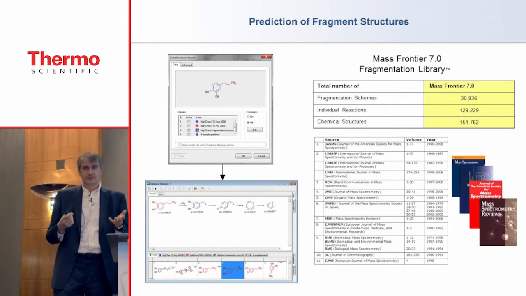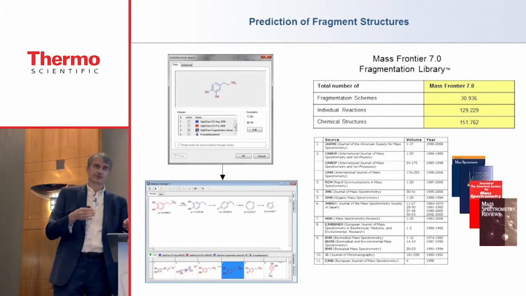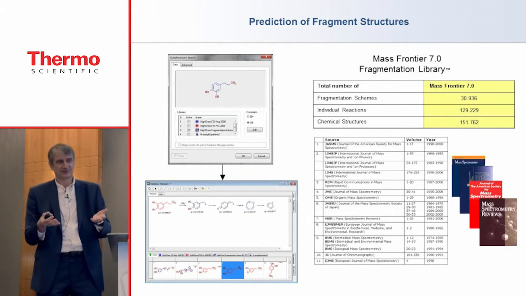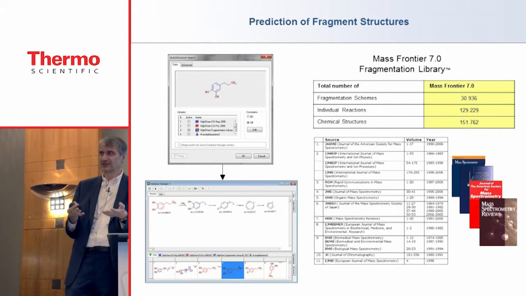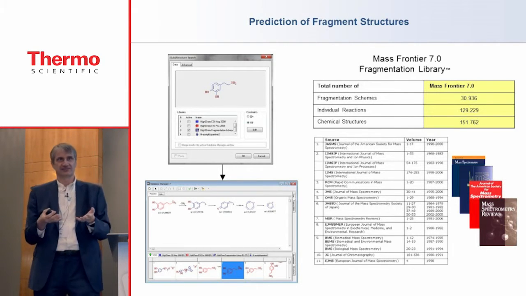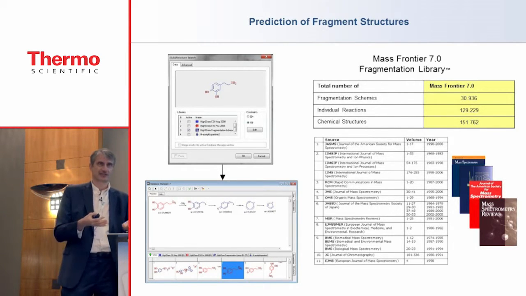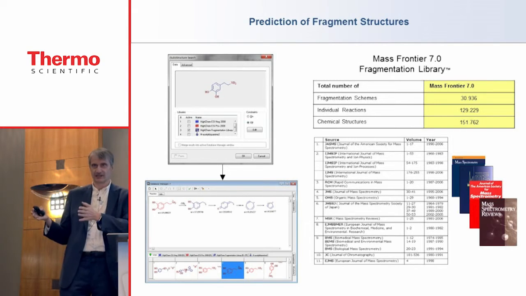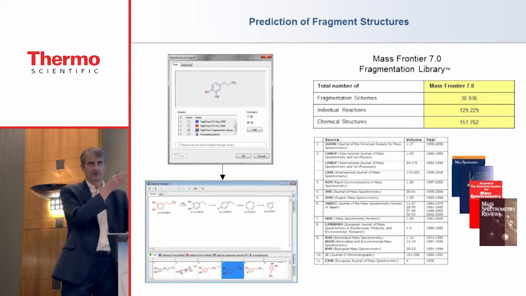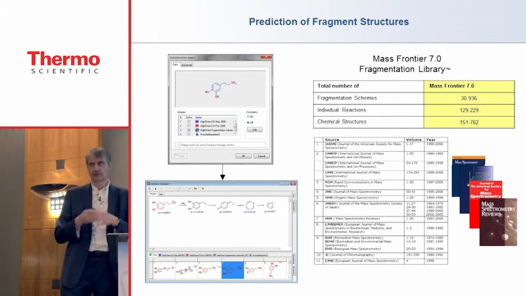How do we do this prediction? Of course, we cannot provide you a supercomputer to do quantum chemical calculation. So therefore, we have a desktop application called Mass Frontier, and Mass Frontier does this fragment prediction. For both methods I've presented, it's very important to have a high quality fragment prediction.